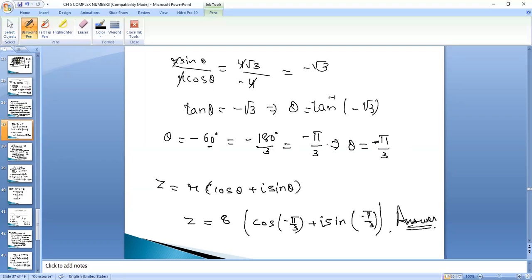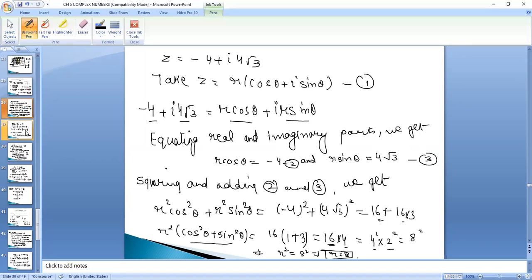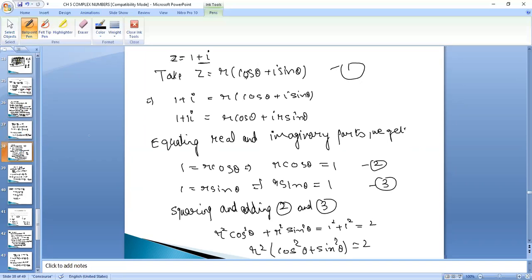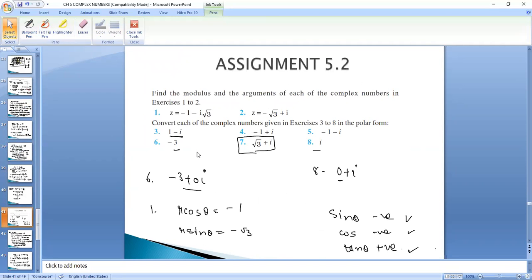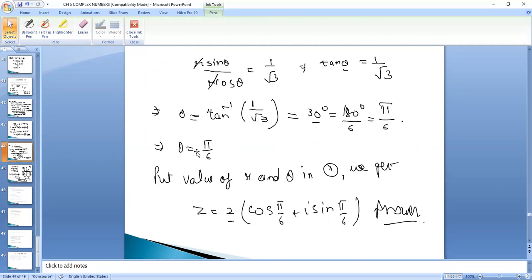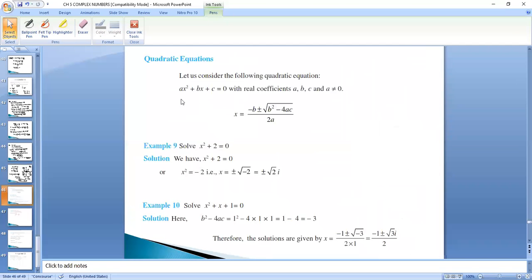Now I'm sure that you have a very clear idea how to express any complex number in polar form, right? Any doubt in expressing complex numbers in polar form? No, ma'am. Okay, then we will start with the next topic, quadratic equations, right?